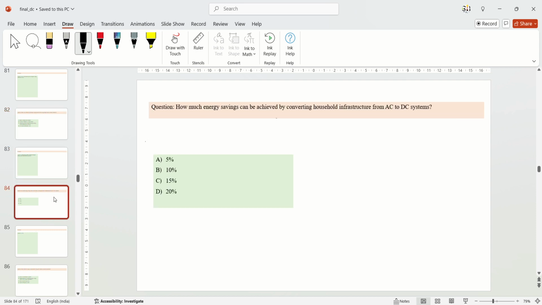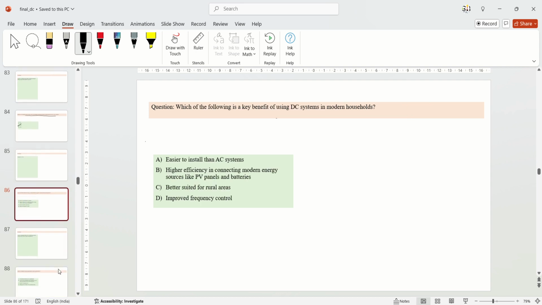So this is one of the questions related to DC microgrids, where energy savings can be achieved. If you're converting from the AC system to the DC system, what could be the potential energy saving you can achieve? It is about 15% energy you can save from that.